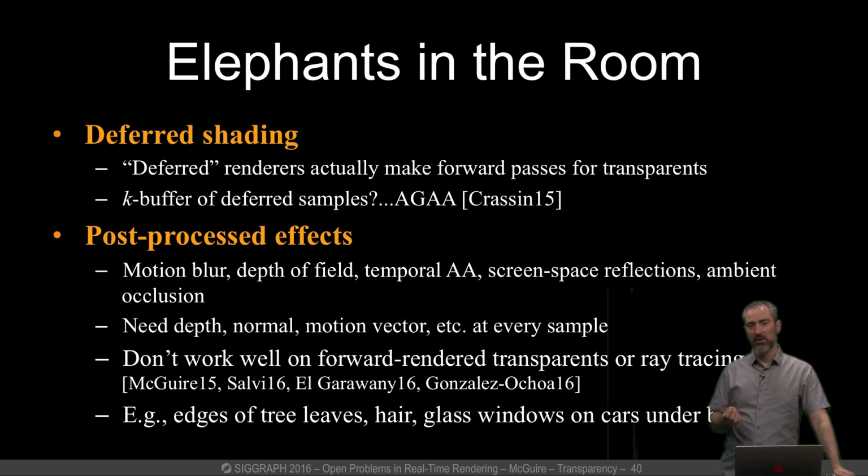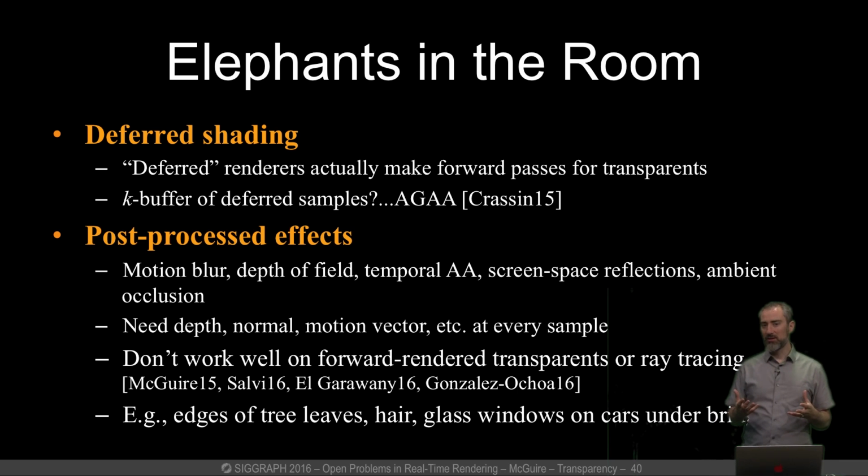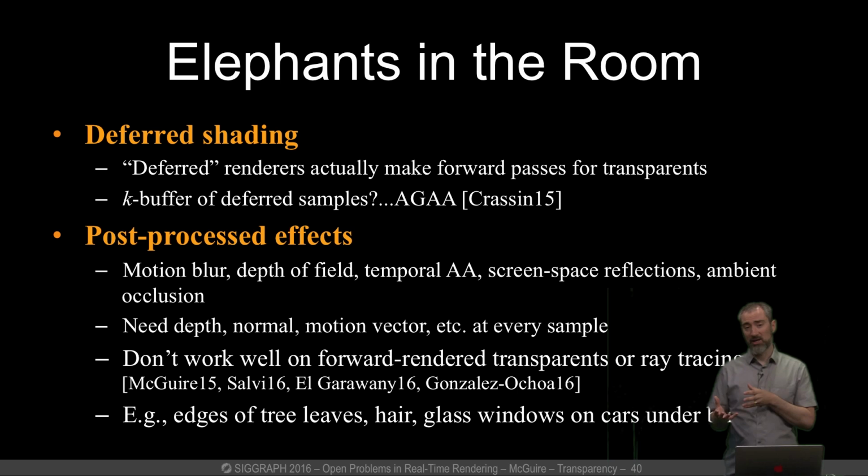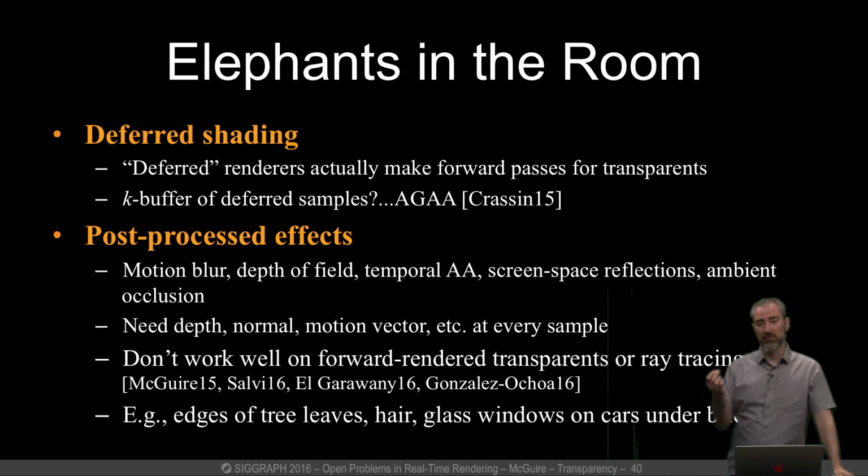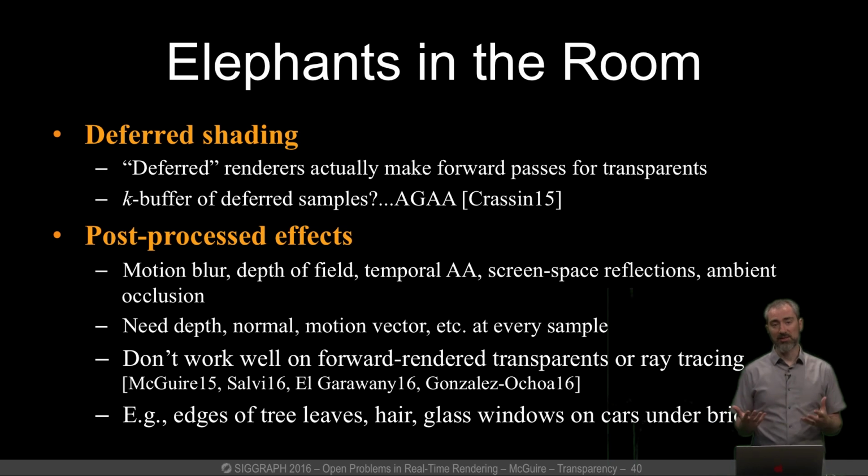So for example, deferred renderers, and almost everybody's deferred renderer is actually a hybrid renderer that makes a forward pass for transparent. Deferred rendering assumes that all the information about a pixel can be stored for one surface. And so there has to be some way, if we want truly integrated transparency rendering, to generalize that more.